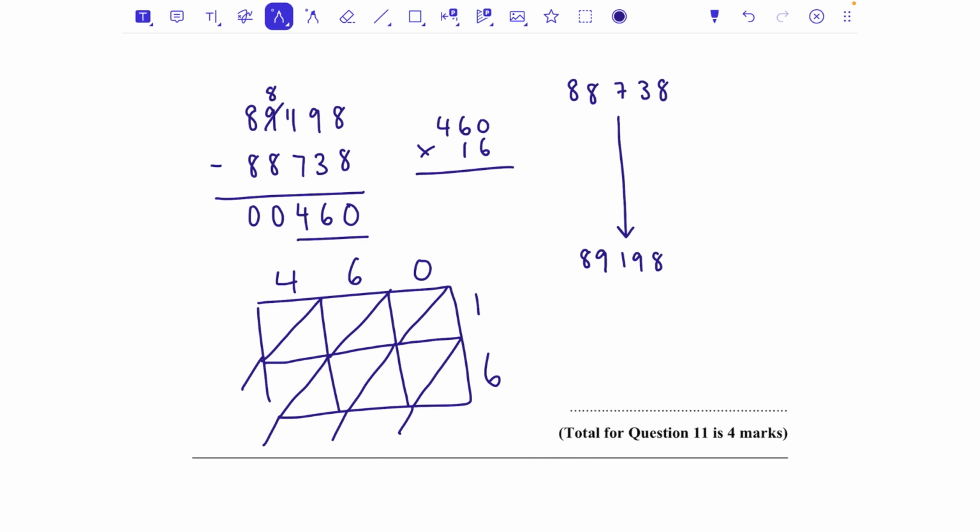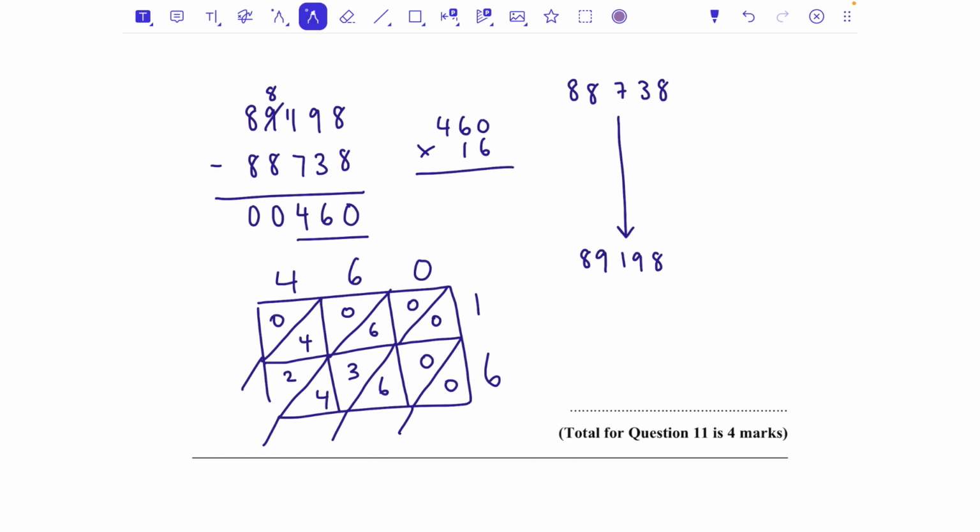Now 0 times 1 is 0. So in that box there, because I've got 0 at the top and 1 at the side, I'm putting 0, so I put 0, 0. 0 times 6 is also 0, so we put 0, 0 there. 6 times 1, that's 6. So I'm going to put 0, 6 in that box, and 6 times 6, that's 36. So I'm going to put 3, 6 there. This one needs 0, 4, and 4 times 6 is 24.